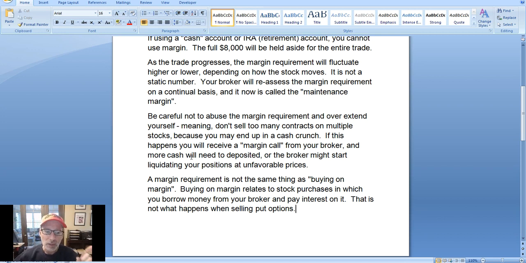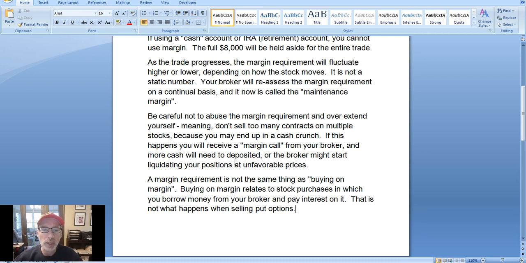So be aware of how many contracts you've sold, what the margin requirement is, and how much cash it'll take you if you have to actually buy all those shares of stock at the same time. Now remember, during the coronavirus, all stocks fell all at the same time. So that could cause an assignment of all these shares of stock all at the same time, and you may not have the cash at that time to buy all these shares. So just be careful with how many contracts you sell and how much money you have in your account. I want you to be aware of that.